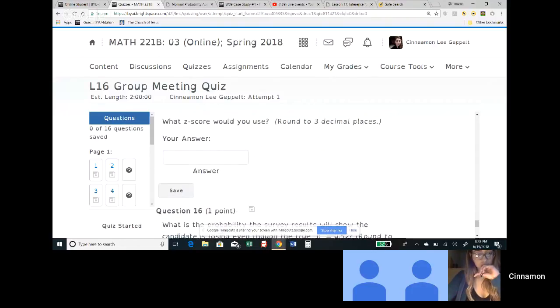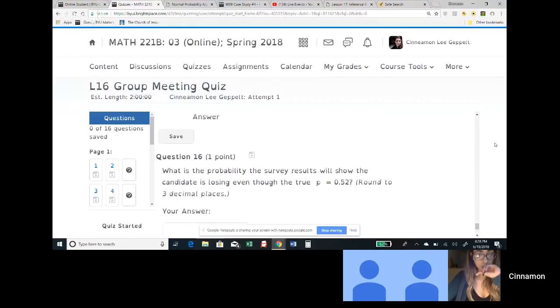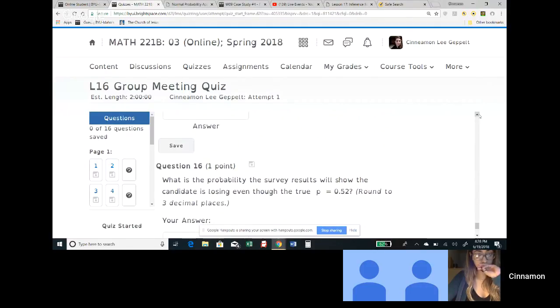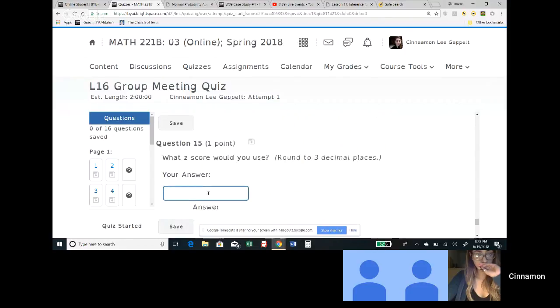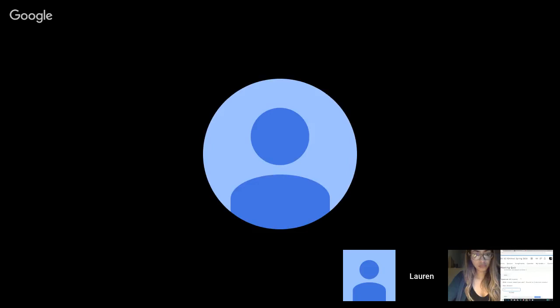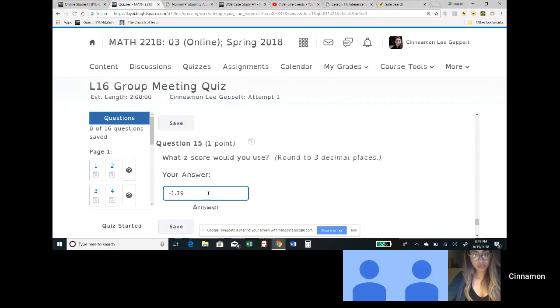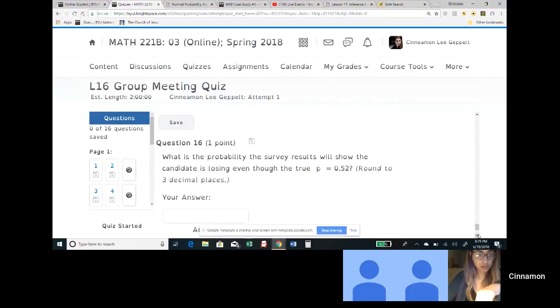No, I got a negative z-score. Okay, so I got negative 1.79. Yeah. You could put a 0 there, really, I guess. Okay. So throw that into the application app, and then the probability results.